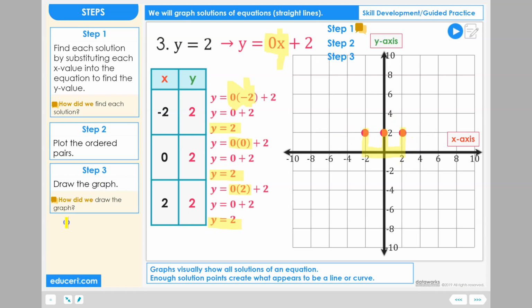Step 3. Draw the graph. So we start from one of our ordered pairs and draw a straight line that goes through the other two ordered pairs and continue it all the way down, and make sure that we continue it in the other direction as well, using a ruler or something that will help us to draw a very straight line. How did we draw the graph?